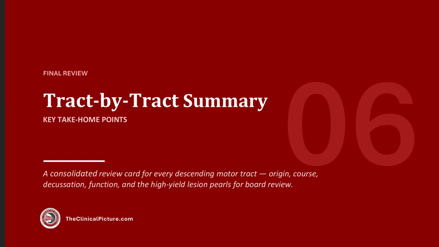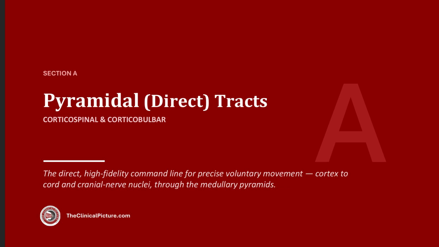We've reached the review. What follows is a single take-home card for every descending tract, grouped into the two systems. Treat it as your pre-exam checklist for each tract: origin, course, decussation, function, and the one pearl that shows up on tests. Don't just watch these go by. Say each answer to yourself before I do. First, the pyramidal system, the direct high-fidelity command line for voluntary movement. The lateral and anterior corticospinal tracts and the corticobulbar tract to the cranial nerves.